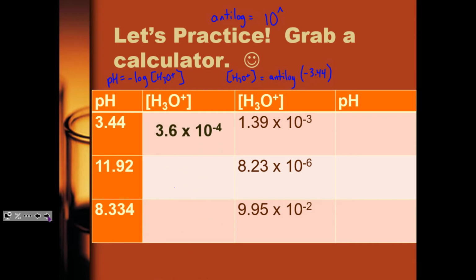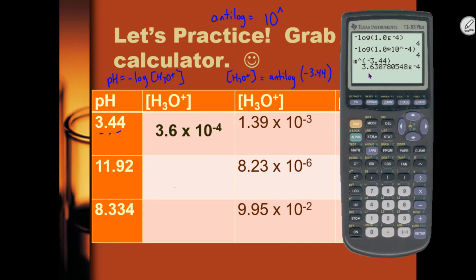And then I'll round to, they rounded to 2 sig figs here. I would probably have taken 3. So let me grab that calculator again. I would probably change that to 3.63 times 10 to the negative fourth. Okay, let's keep moving forward then.